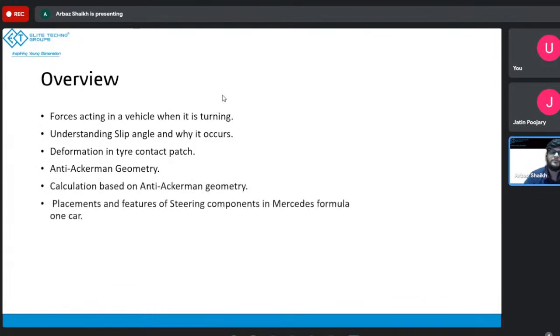And lastly, I will talk about the placement and some of the features of the steering components in the Mercedes Formula One car. How they are placed, why they are placed in such a way, and what the uses are, what the advantages are other than the steering component. So I'll talk about these things at the end of the session.